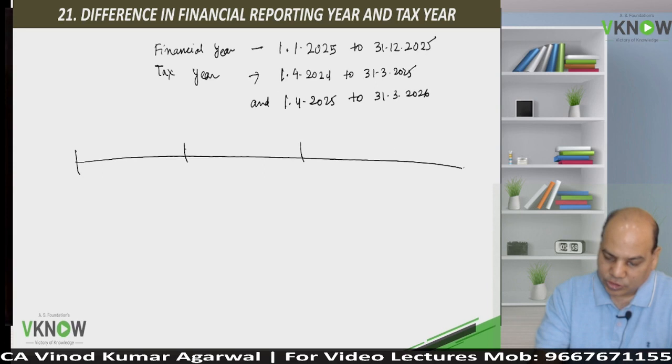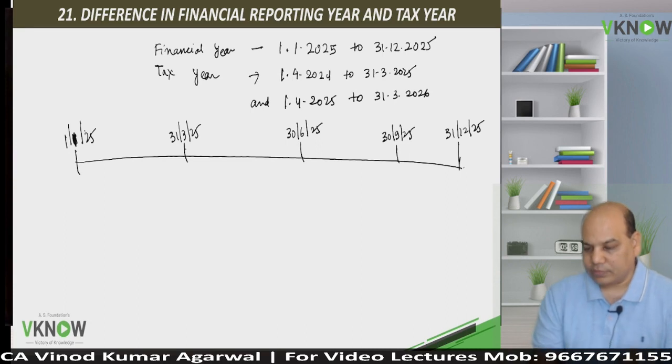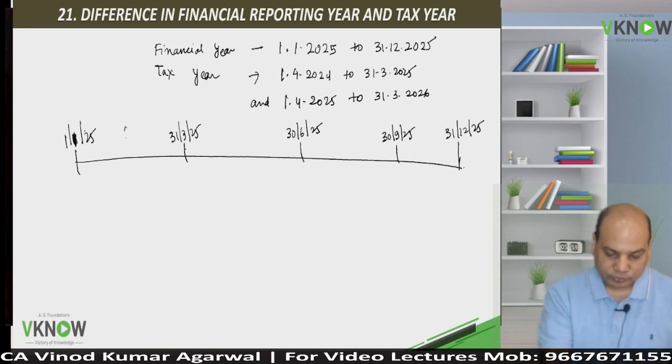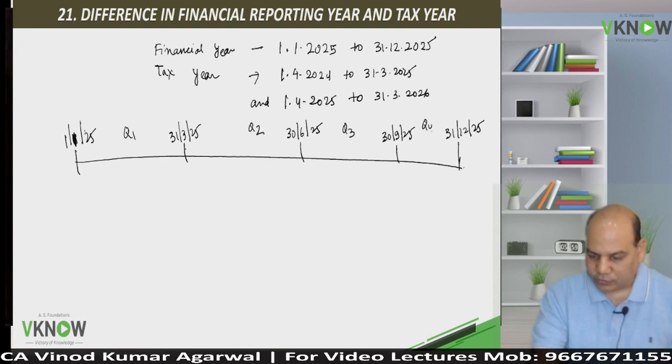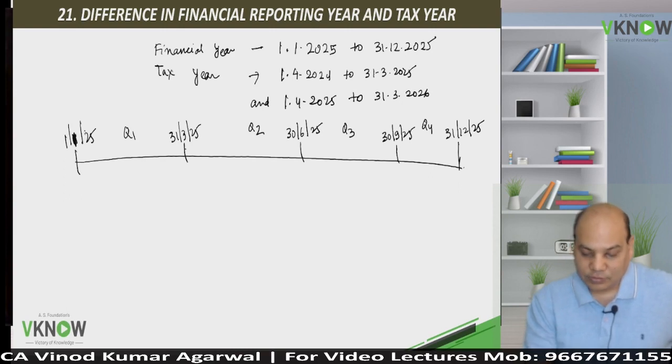this is my financial year because accounting is done for financial year. This is 1st January 25. Then you will have 31st March 25, 30th June 25, 30th September 25, and finally 31st December 25. These are my 4 quarters. Quarter 1, quarter 2, quarter 3, quarter 4. These are the 4 quarters for financial reporting purpose. But it will have 2 tax years.